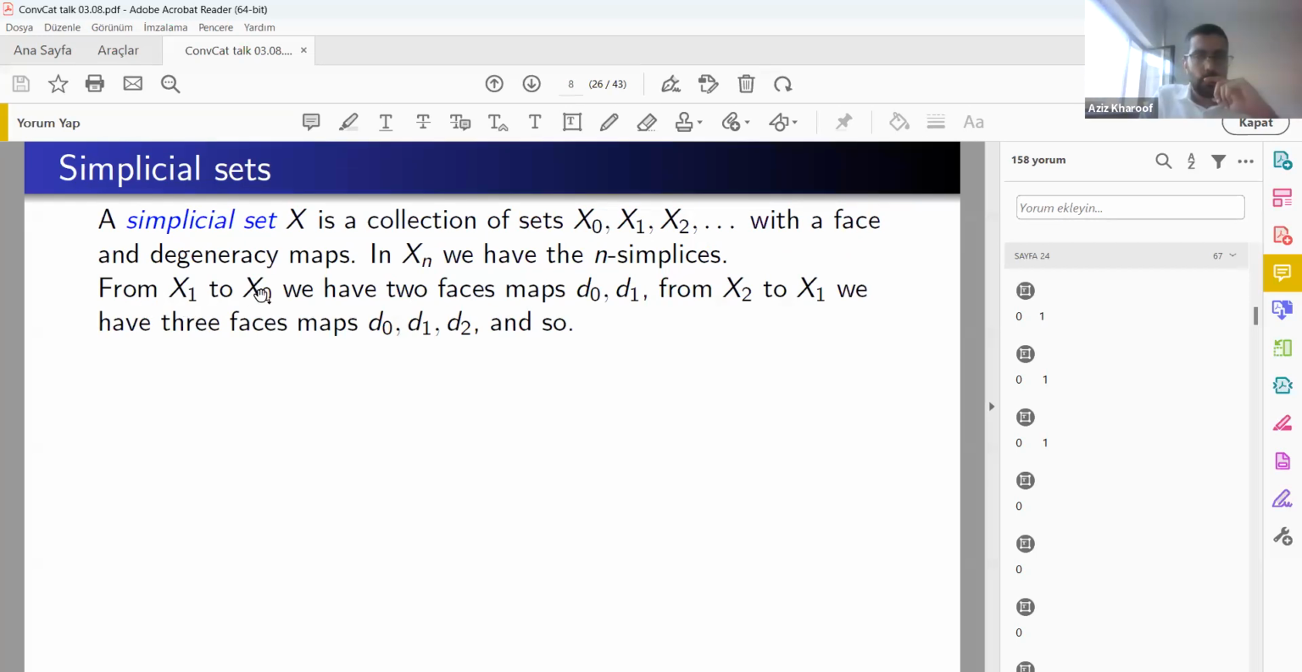So from X1 to X0, from all the 1-simplexes to the 0-simplexes, we have two face maps, which tell me the faces of one edge. One edge has two faces. From X2 to X1, there are three faces, because for triangles, the boundary of a triangle has three edges.